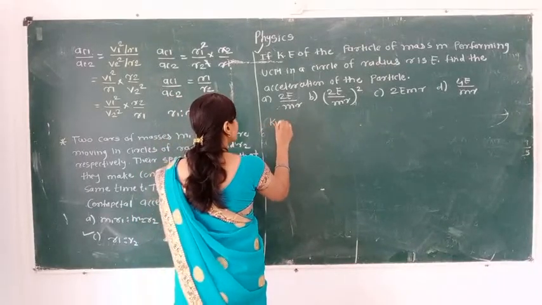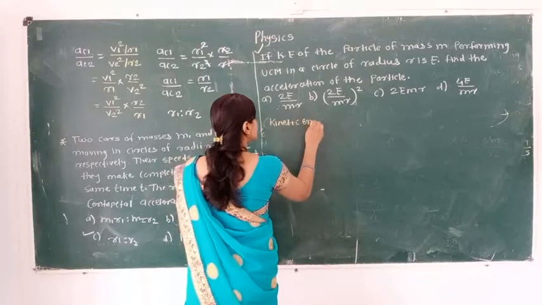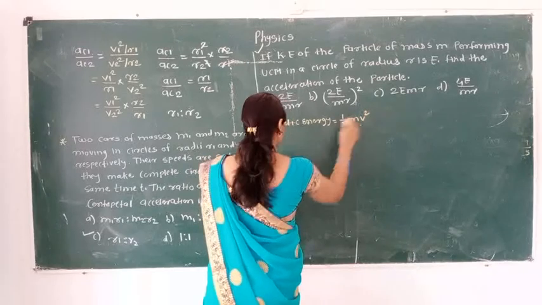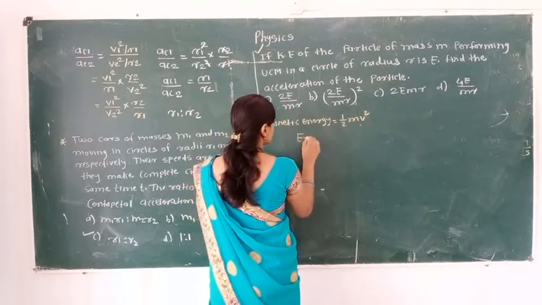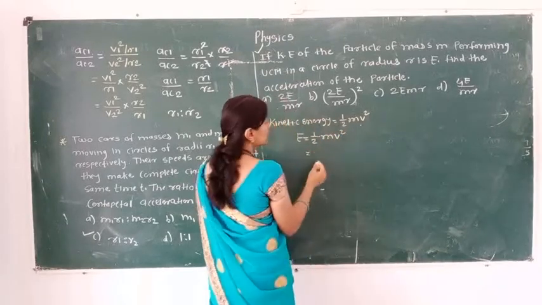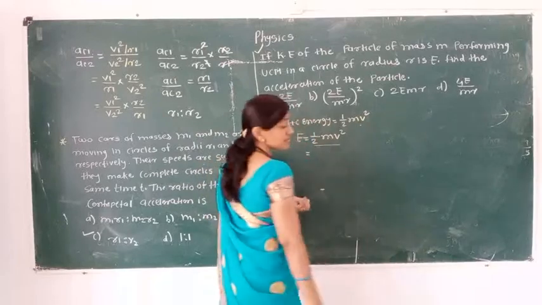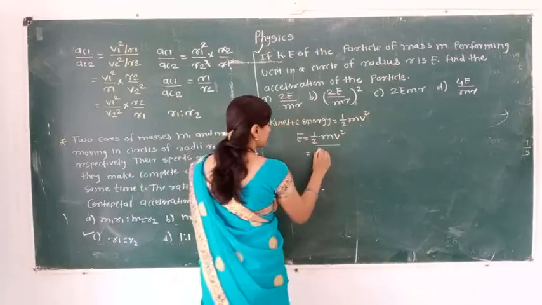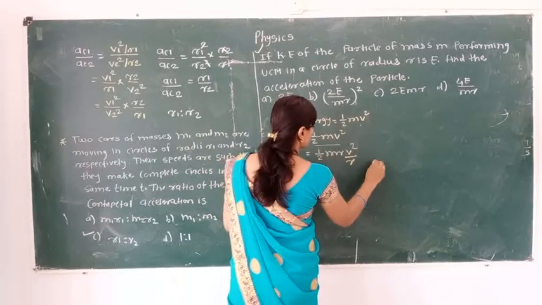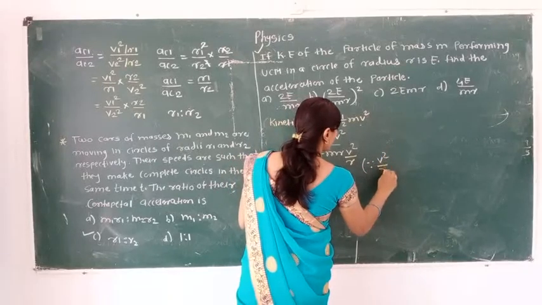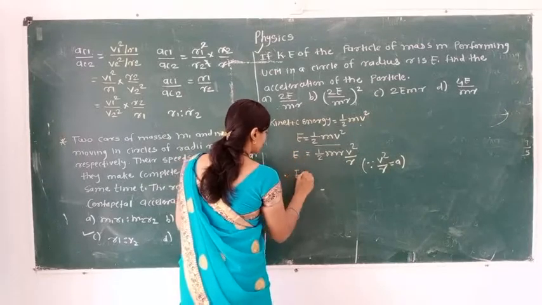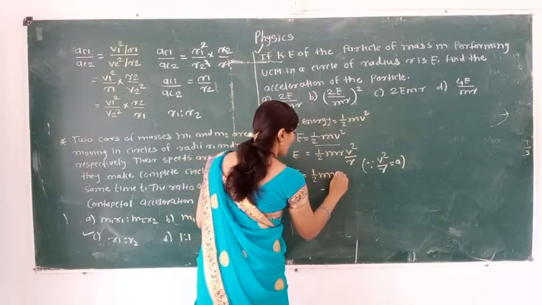Kinetic energy is given by 1/2 mv square. So we can say E is equal to 1/2 mv square. On this side only we do some rearrangement. This side of the equation is multiplied and divided by r. We get 1/2 mr v square divided by r. But we know v square divided by r is nothing but the centripetal acceleration. So putting this value, E is equal to 1/2 mr into A.